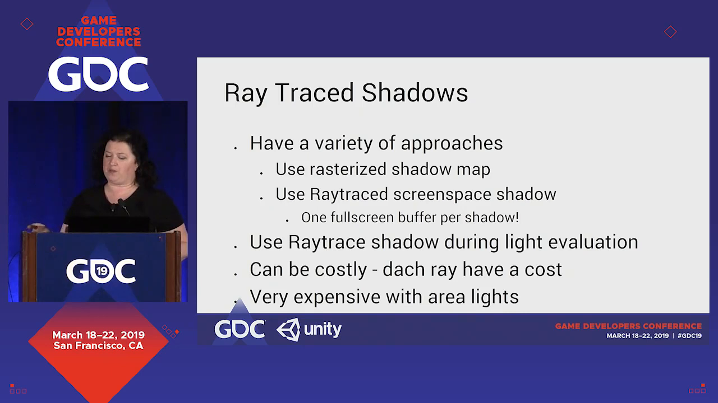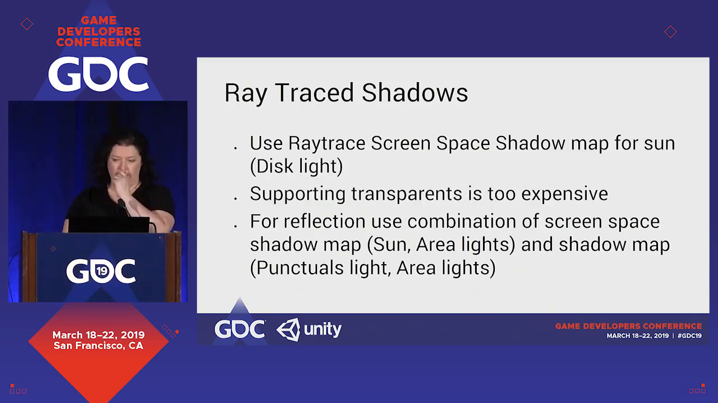So for shadows, we have the full screen buffer for the shadow if you want high resolution, or if your light is very soft, you actually can get away with less. And that's kind of experiment based on your particular production screen. It is required to be full screen for area lights and for sunlight. We use ray trace screen space shadow map for sun.